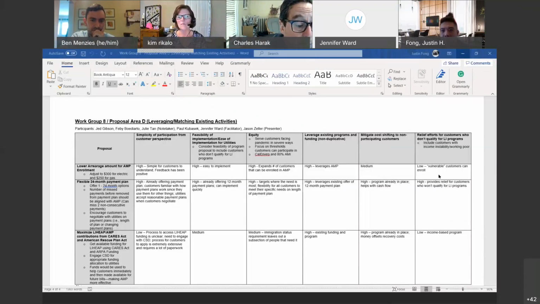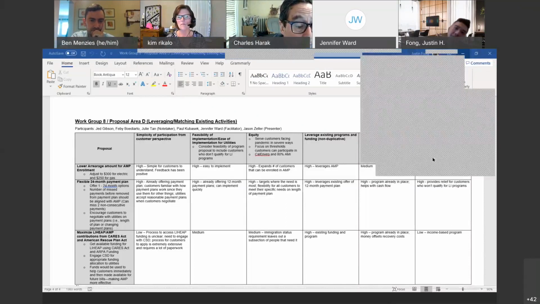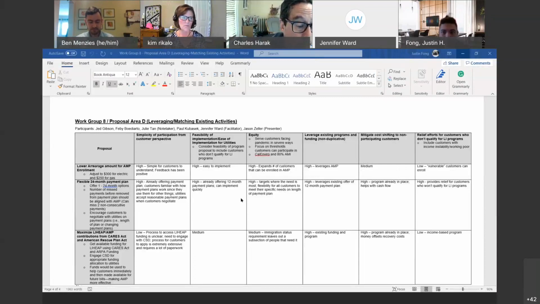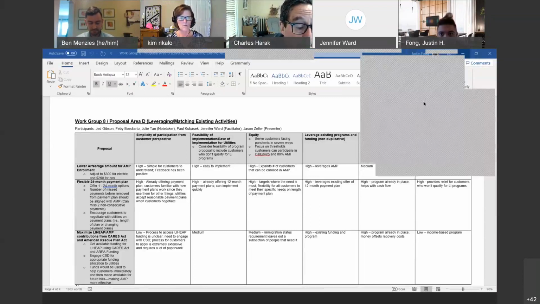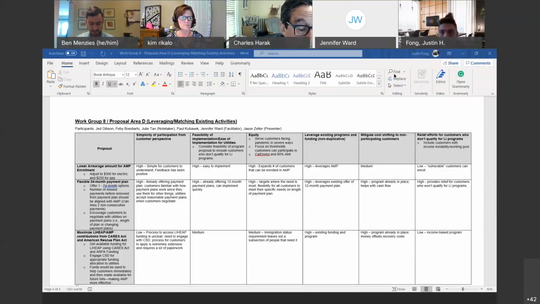Equity is also high because it expands the number of customers that can be enrolled in the program. Leveraging existing programs and funding would also be high because it's leveraging an existing program that's already in place. Mitigating cost shifting to non-participating customers would be medium because we're not quite sure what that cost would look like by lowering the arrearage amount for AMP enrollment. We're not quite sure how that would impact non-participating customers, so we indicated that as a medium.